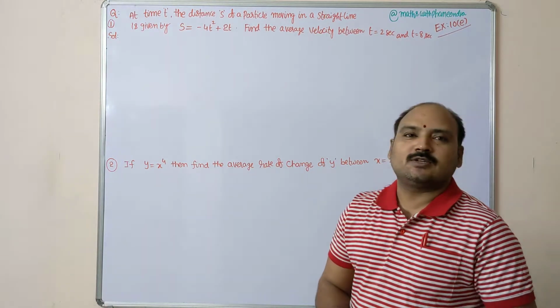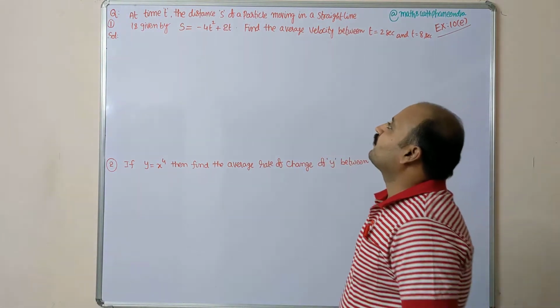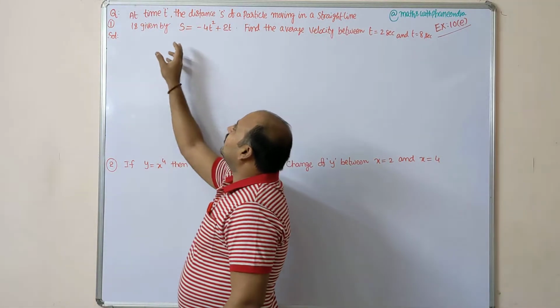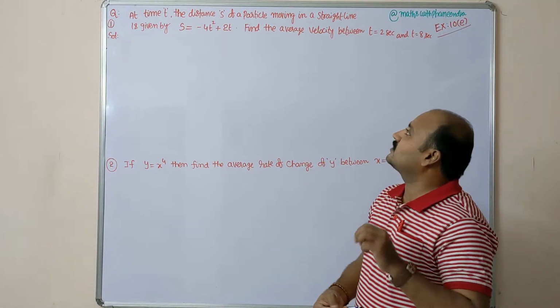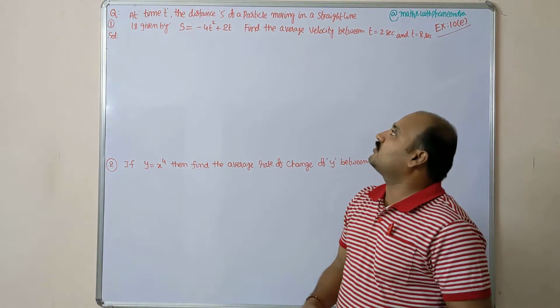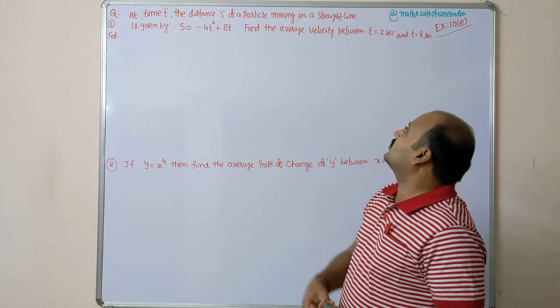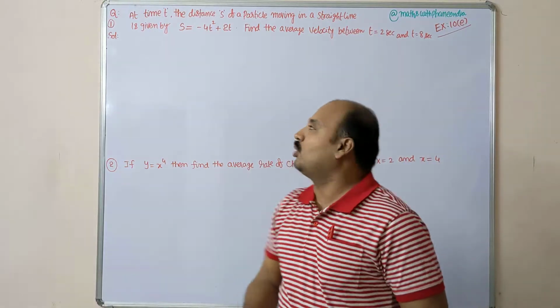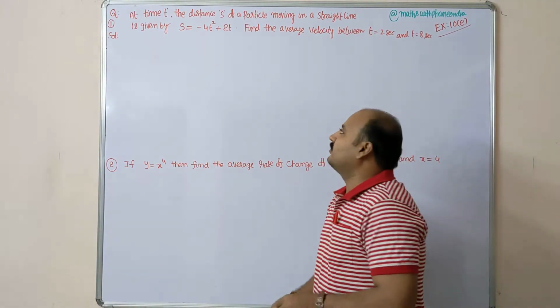Let us have a discussion. The rate measure belongs to mathematics 1B. At time t, the distance s of a particle moving in a straight line is given by s equal to minus 4t square plus 2t. Find the average velocity between t equal to 2 seconds and t equal to 8 seconds.